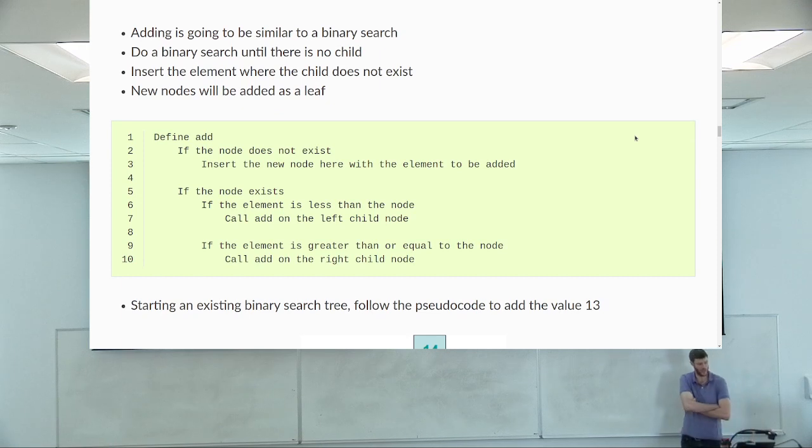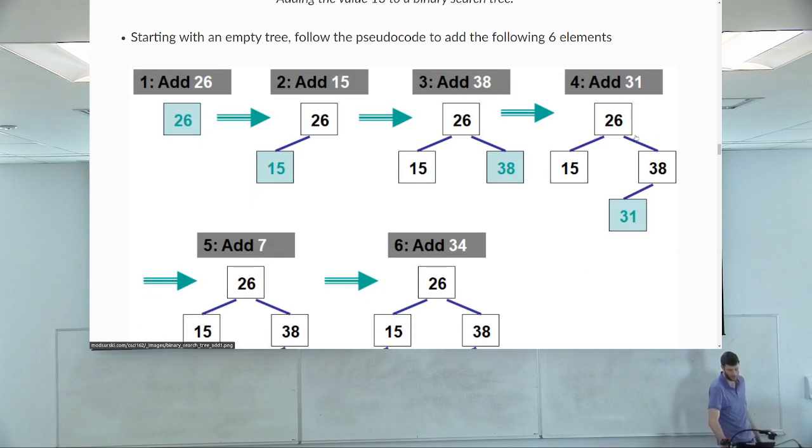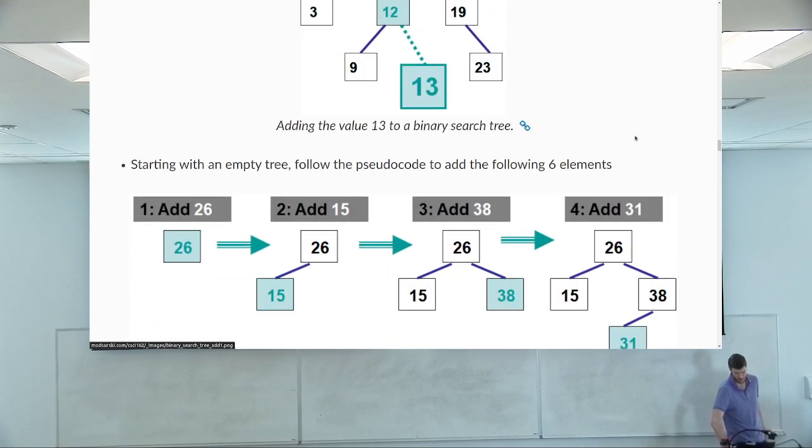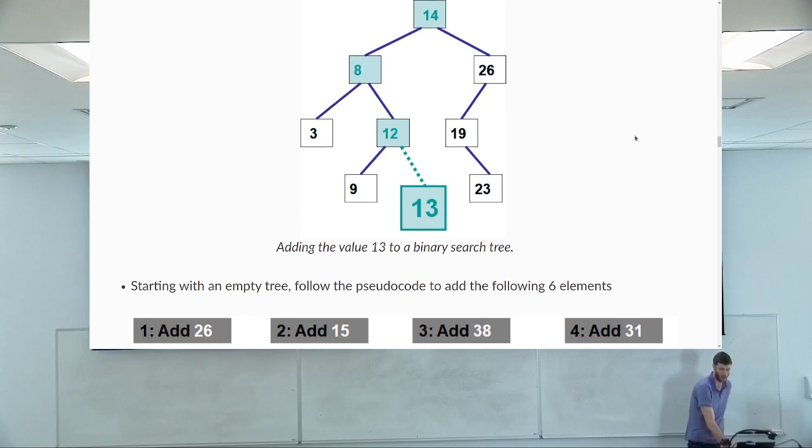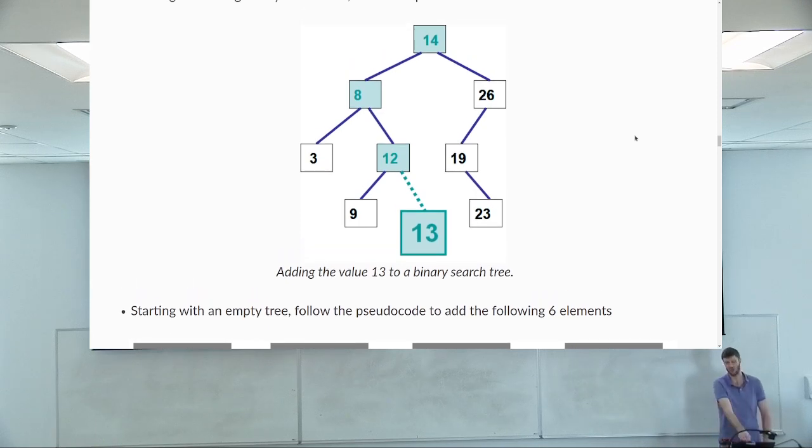So if the node does not exist, insert the node there with the element to be added. If the node does exist, and the element is less than the current node, call add on the left subtree. If it's greater than, call it on the right subtree. It'll be recursive, but that's the trick. Now, where it could get funny is, imagine 13 was already added, and I wanted to add 12.